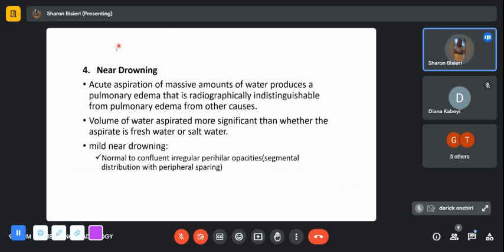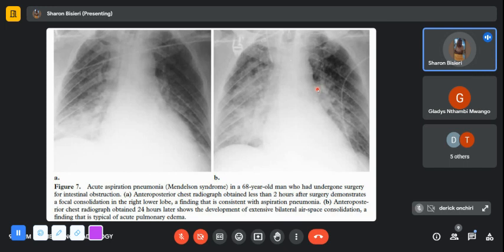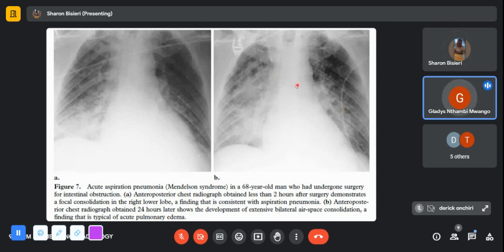So next we have near drowning. What was that new finding? So the new development now is this patchy consolidation that's now affecting the left hilar region as compared to the right side. Actually, it's more extensive on both right and left lungs, in the upper and lower zones on both sides.